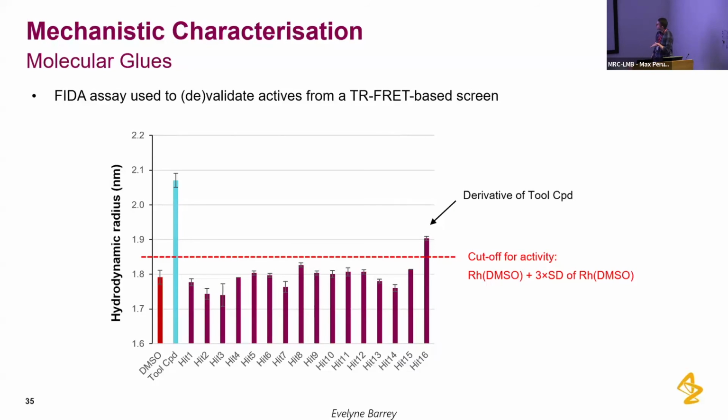So although this is a negative result, it's actually really important, because if we didn't have this cross-validation or orthogonal validation, or devalidation, of these compounds, there's the potential to waste a lot of resource on pursuing these compounds when actually they're not doing what we think they're doing.